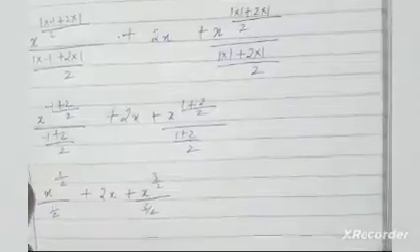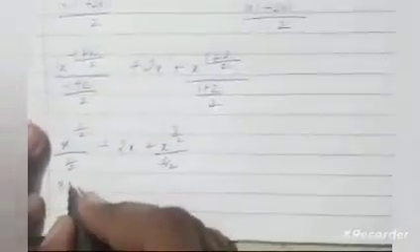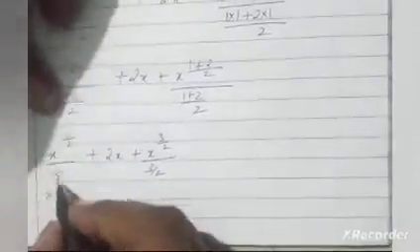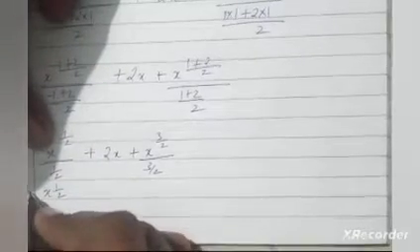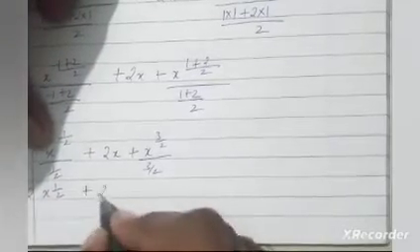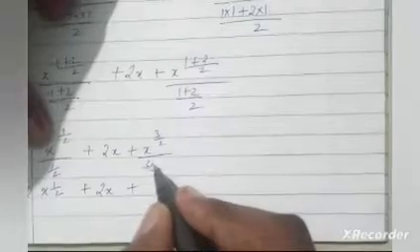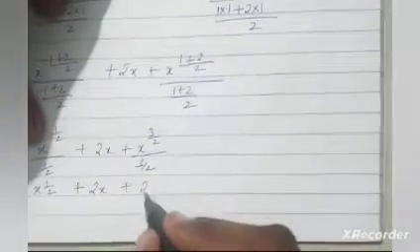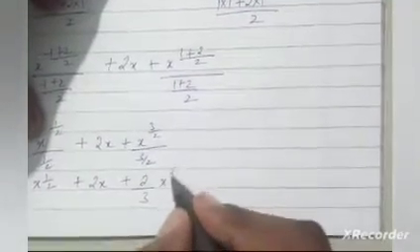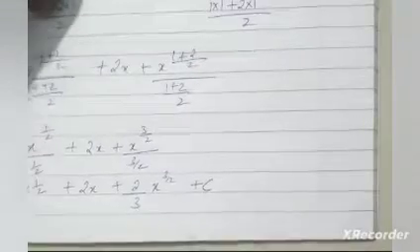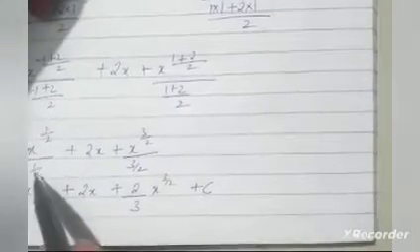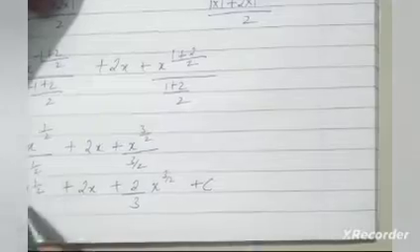Then it will be x raised to 1/2, and this numerator will be 2 plus 2x. This denominator will be 2 by 3, x raised to 3/2 plus c. Here we have taken this denominator in the numerator.